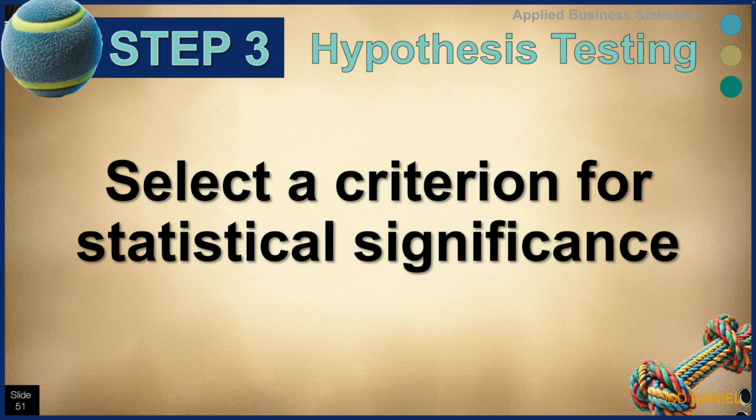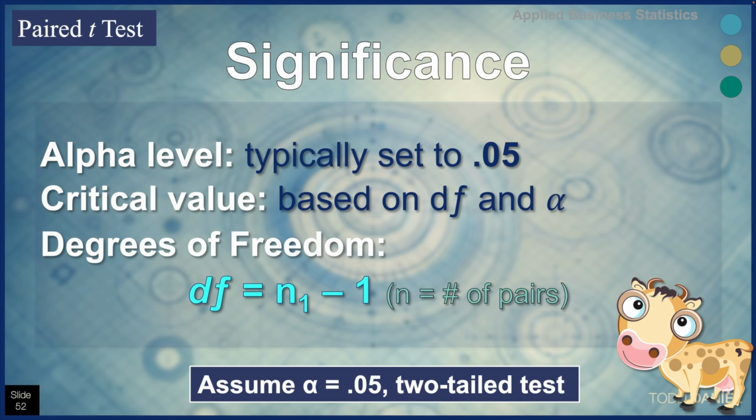Step number 3, select a criterion for statistical significance. We're going to keep our alpha level set to 0.05 as we've done for the previous test. Our critical value is going to be based on the alpha level of 0.05 and the degrees of freedom. Remember, degrees of freedom is n minus 1, only in this case, the n is the number of pairs. If we have 8 pairs of twins, then our degrees of freedom will be 7. We can assume that we're using an alpha of 0.05 two-tailed test unless we're told otherwise.